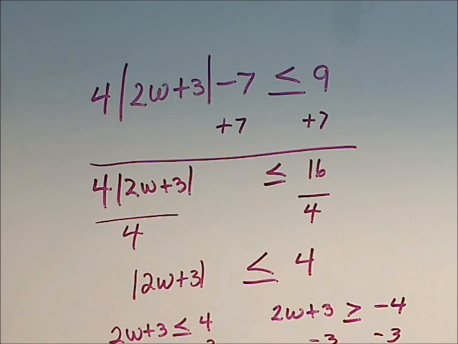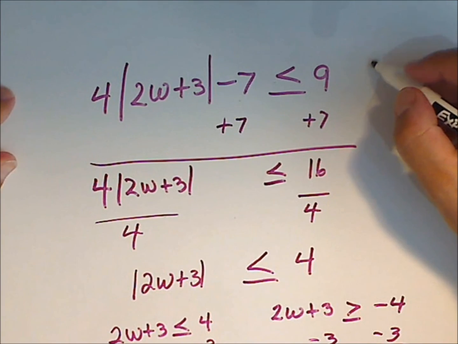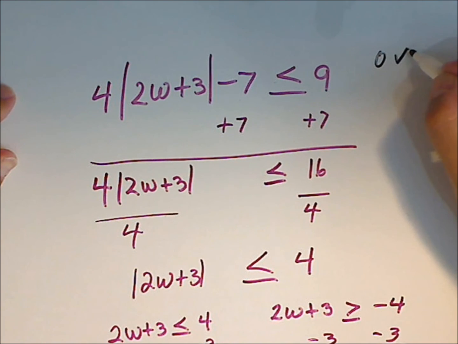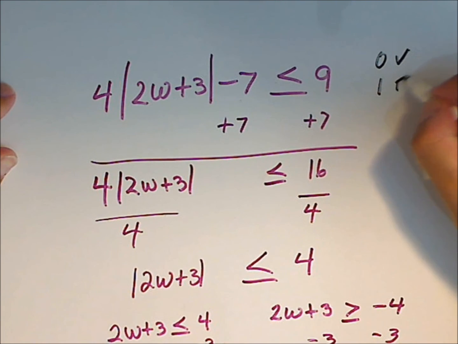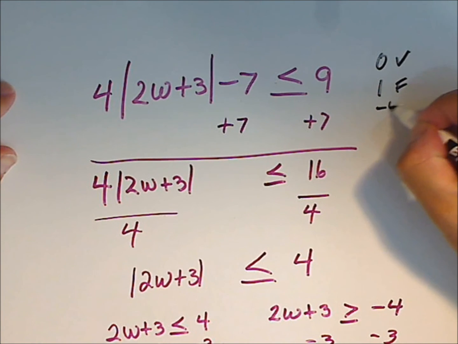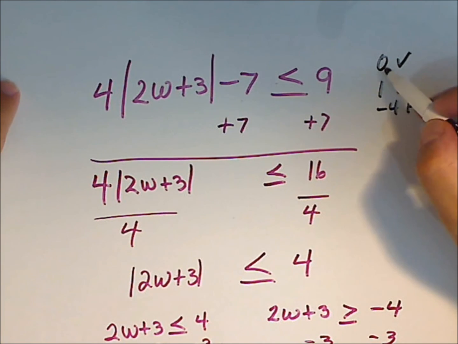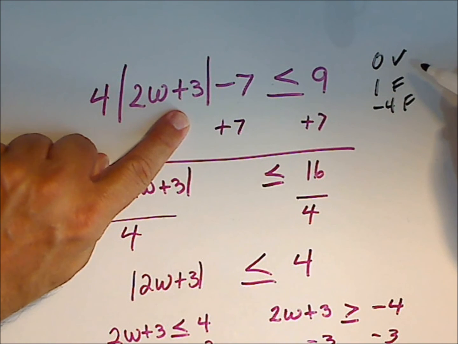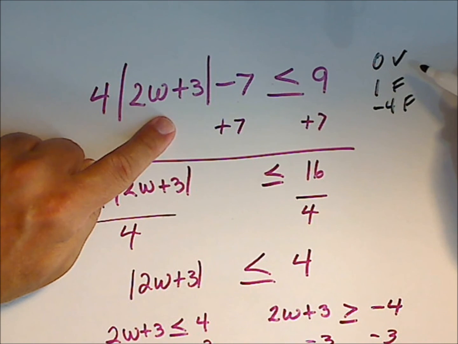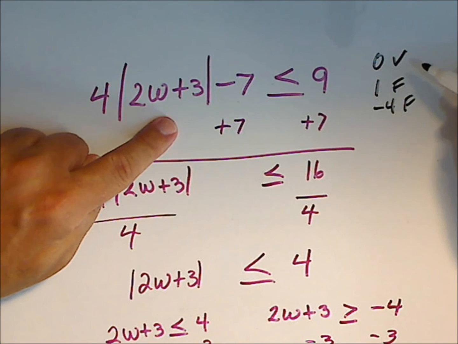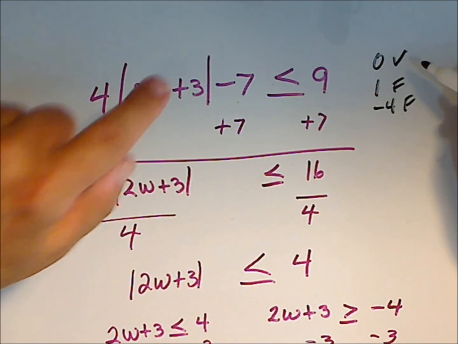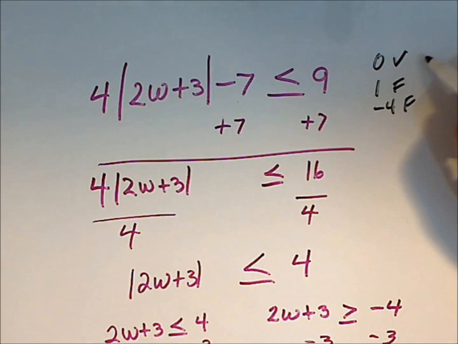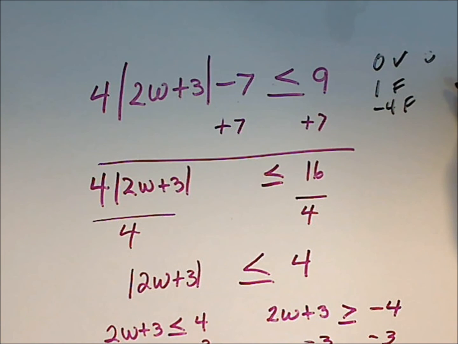Let's see what we've got. So first, I expect this to work. I expect 1 to fail. I expect -4 to fail. Let's put a 0 in. 2 times 0 is 0 plus 3 is 3. 4 times 3 is 12. 12 minus 7 is 5. 5 is certainly less than 9. So yes, that worked.